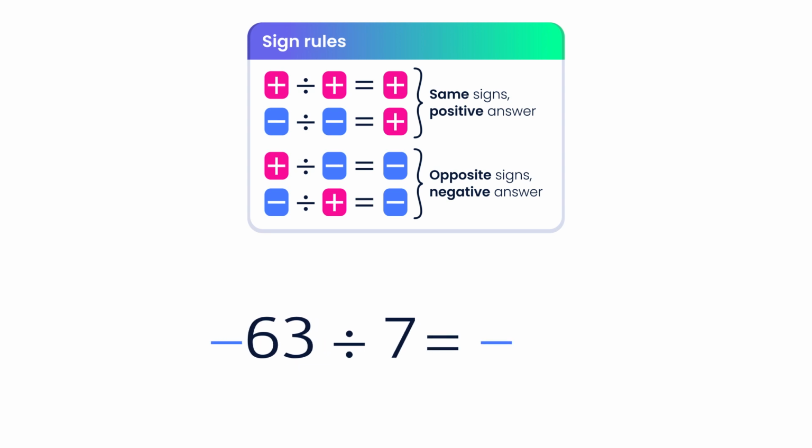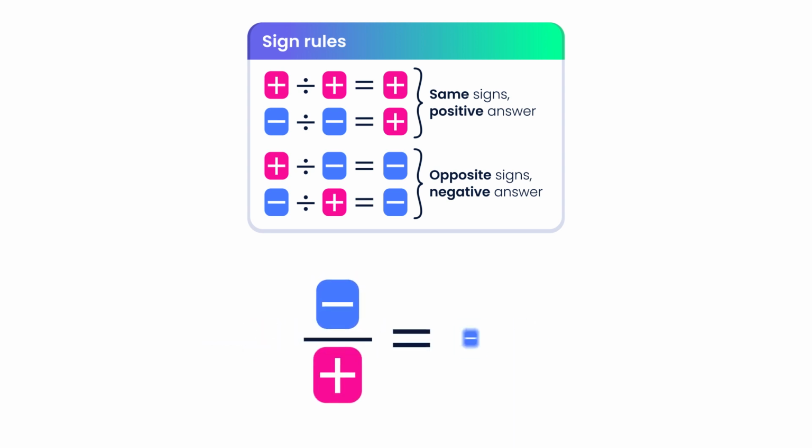Now divide the numbers, ignoring the minus sign. 63 divided by 7 is 9. So write the 9 after the minus sign, and that's your answer. Minus 63 divided by 7 is minus 9. Remember, it doesn't matter if the minus sign is in the numerator or the denominator. As long as you have opposite signs, the answer is negative.